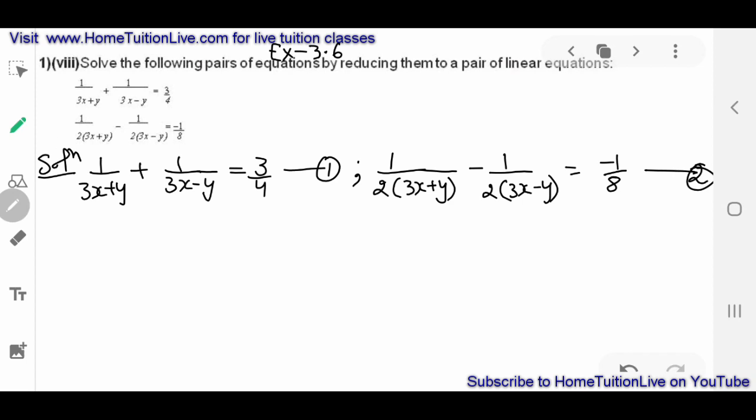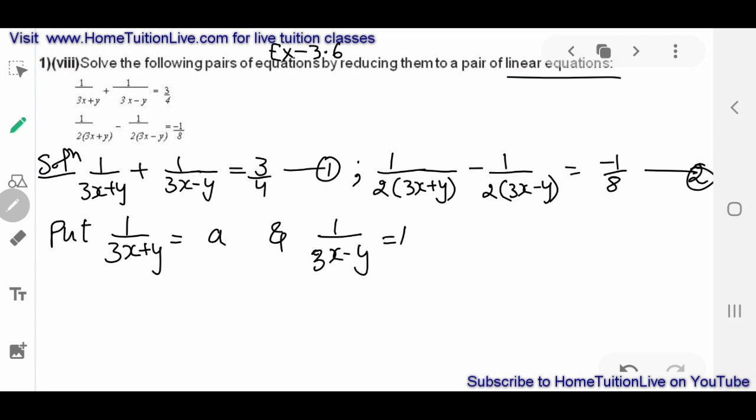Now in front of us we have question 1, 8th part, exercise 3.6. Solve the following pair of equations by reducing them to a pair of linear equations. So first we will get the linear equation by putting some value here. Put 1 upon 3x plus y is equal to a and 1 upon 3x minus y is equal to b.